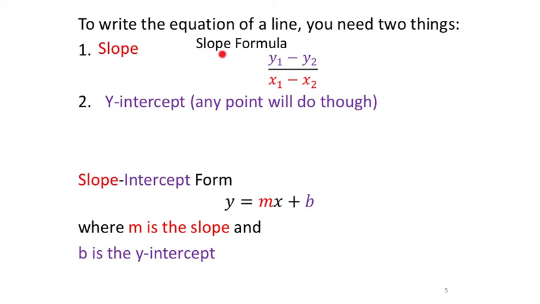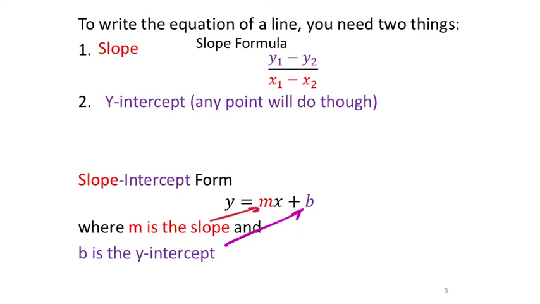So slope formula, we're going to be using this. And the other thing that you're going to need to write an equation, you need the slope, of course, and then the y-intercept. Why is that? Because it's y equals the slope times x plus b. So once you find your slope, you just insert it as the coefficient of x. And once you know your y-intercept, then you just insert it as the plus b part of it, okay?